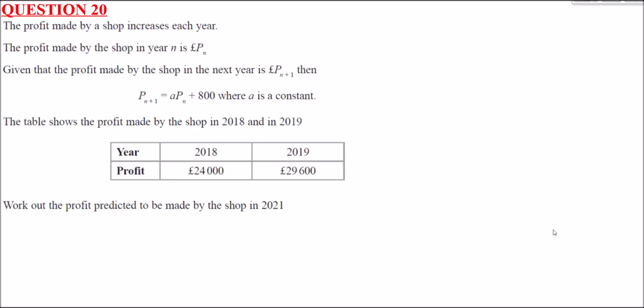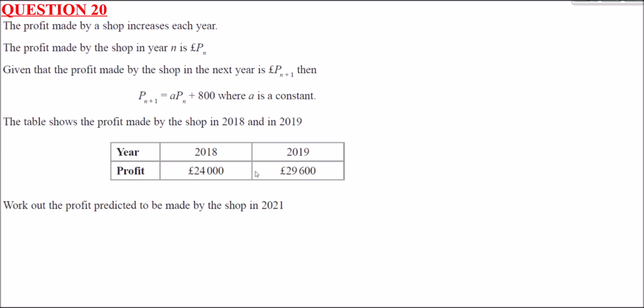Question 20, we have an iteration formula. So the profit made by a shop increases each year. The profit made by the shop in year n is p subscript n. And given that the profit made by the shop in the next year is p subscript n plus 1, we have this relationship here. So p subscript n plus 1 equals some number a multiplied by p subscript n plus 800, where a is a constant. It's got this table showing the profit in 2018 and 2019. Work out the profit predicted to be made by the shop in 2021.